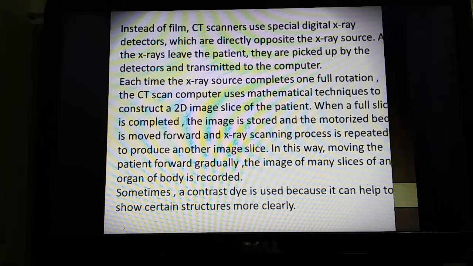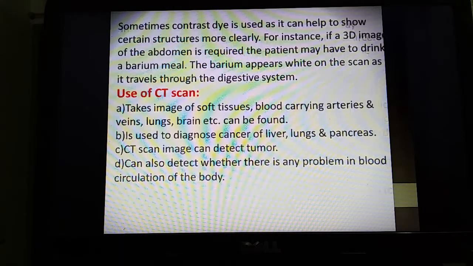Sometimes a contrast dye is also used because it can help to show certain structures more clearly. If we want to examine a certain structure more clearly, then contrast dye can be used during a CT scan. What is the function of contrast dye here?